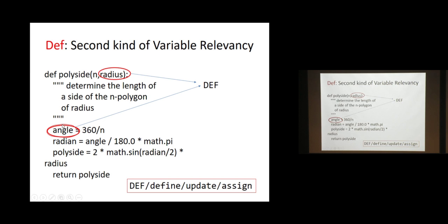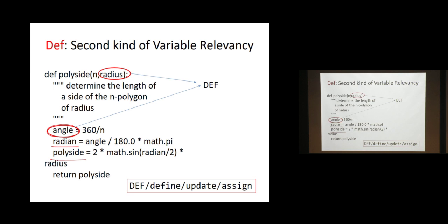I get a value of 360 divided by n. I assign it to angle. So I'm defining the angle here. I define what is the value of angle. Make sense? Similarly, I define what's the value for radian. I define what's the value for polycyte.